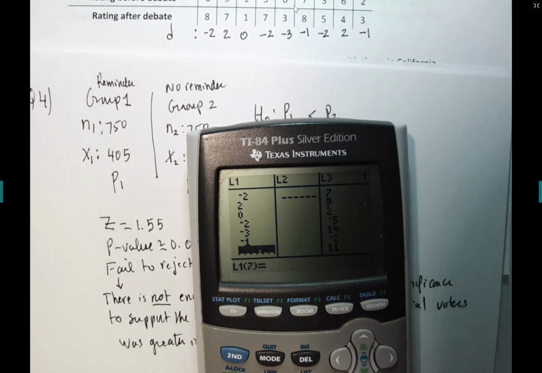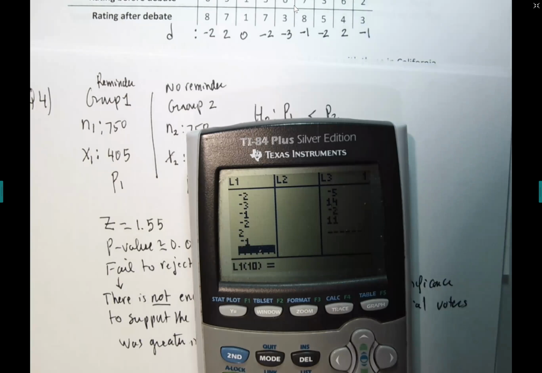Negative 1, negative 2, 2. Actually, it seems to me that the ratings of this person running for election went down, because we're getting just negative numbers. But he's not asking me to check whether they went down or up. He's just asking us to check they are different.